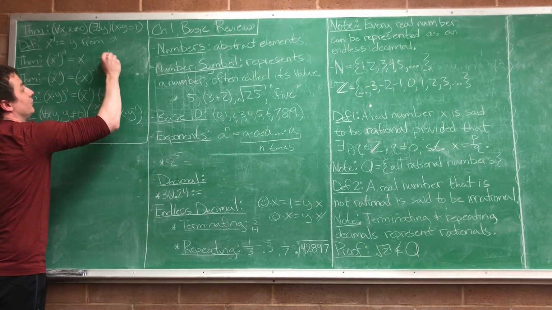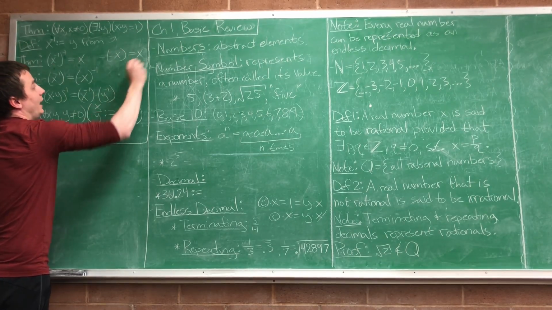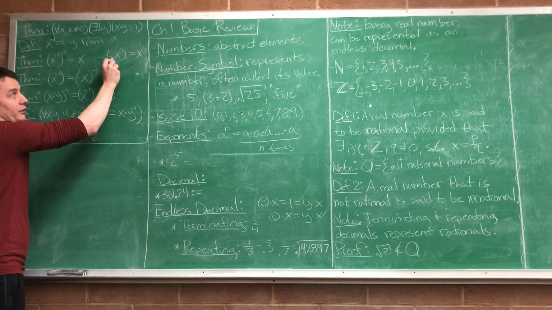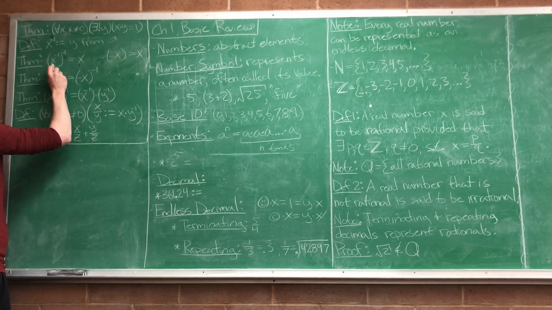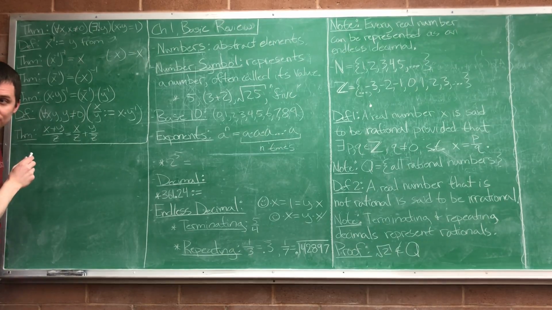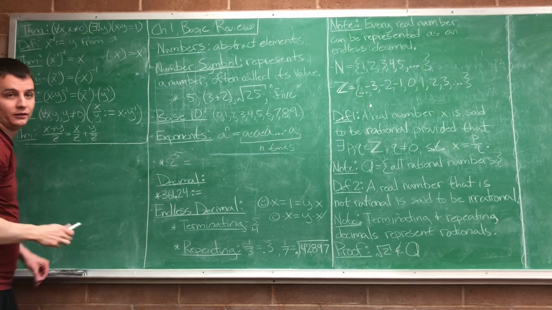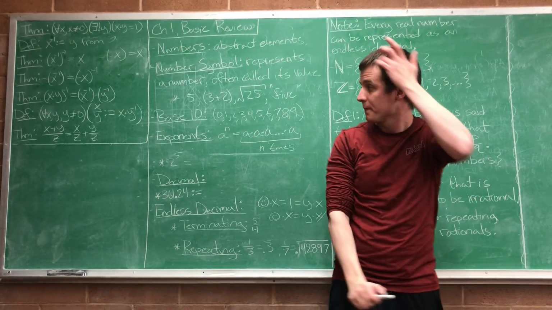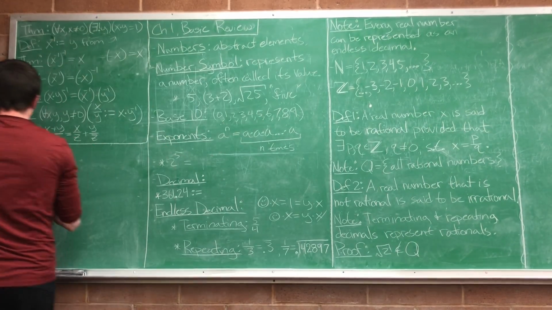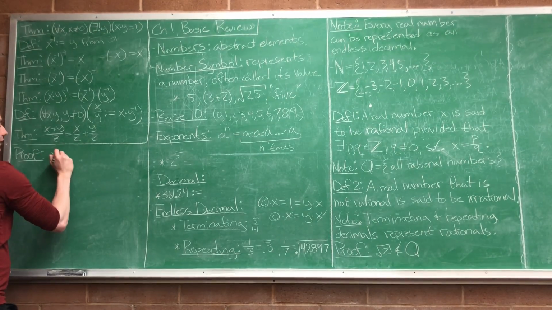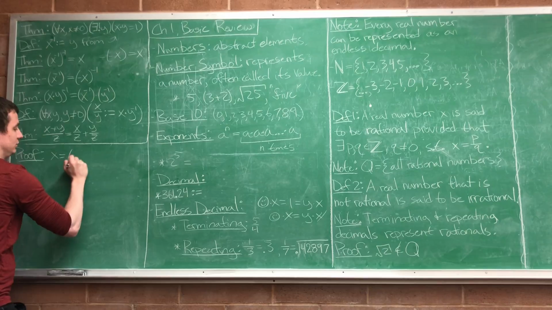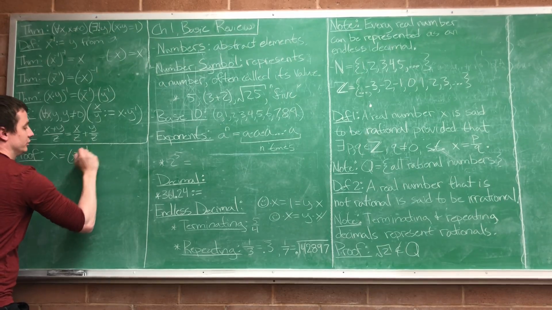The proof we did is negative negative x is equal to x. The additive inverse of the additive inverse of x is x. The multiplicative inverse of the multiplicative inverse of x is x. They say almost the exact same things. Makes sense what we're trying to prove? So let's prove that really quick. Proof. We're going to prove that x is equal to x inverse inverse.